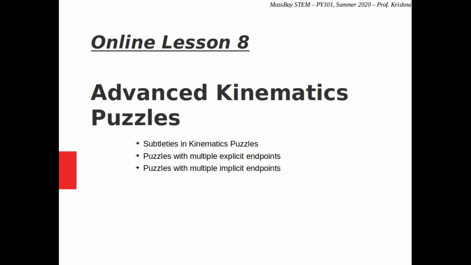In the last video, we showed the process that we will use to solve physics puzzles. The same process will apply in all cases, but sometimes applying it can be a bit more challenging than in the comparatively straightforward examples we showed in the earlier video.